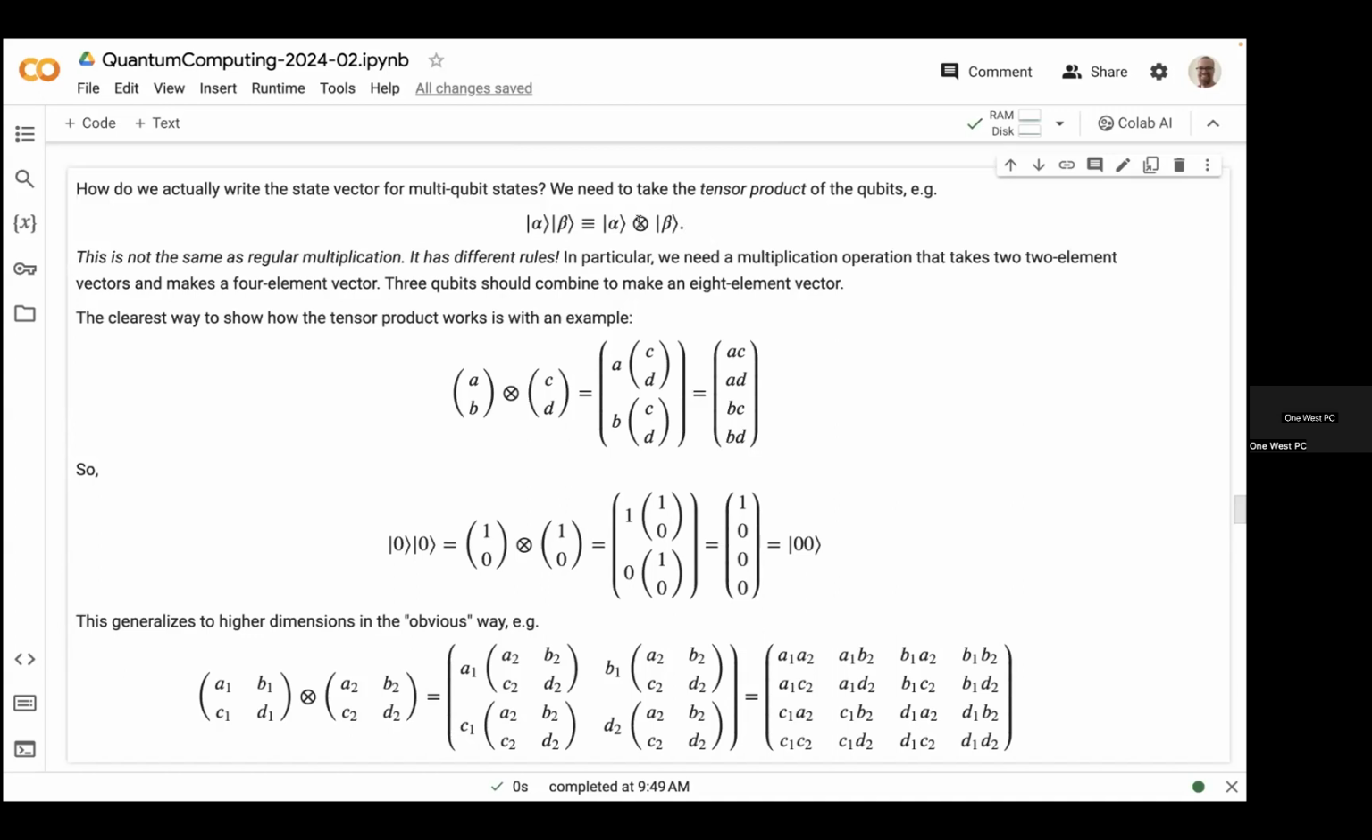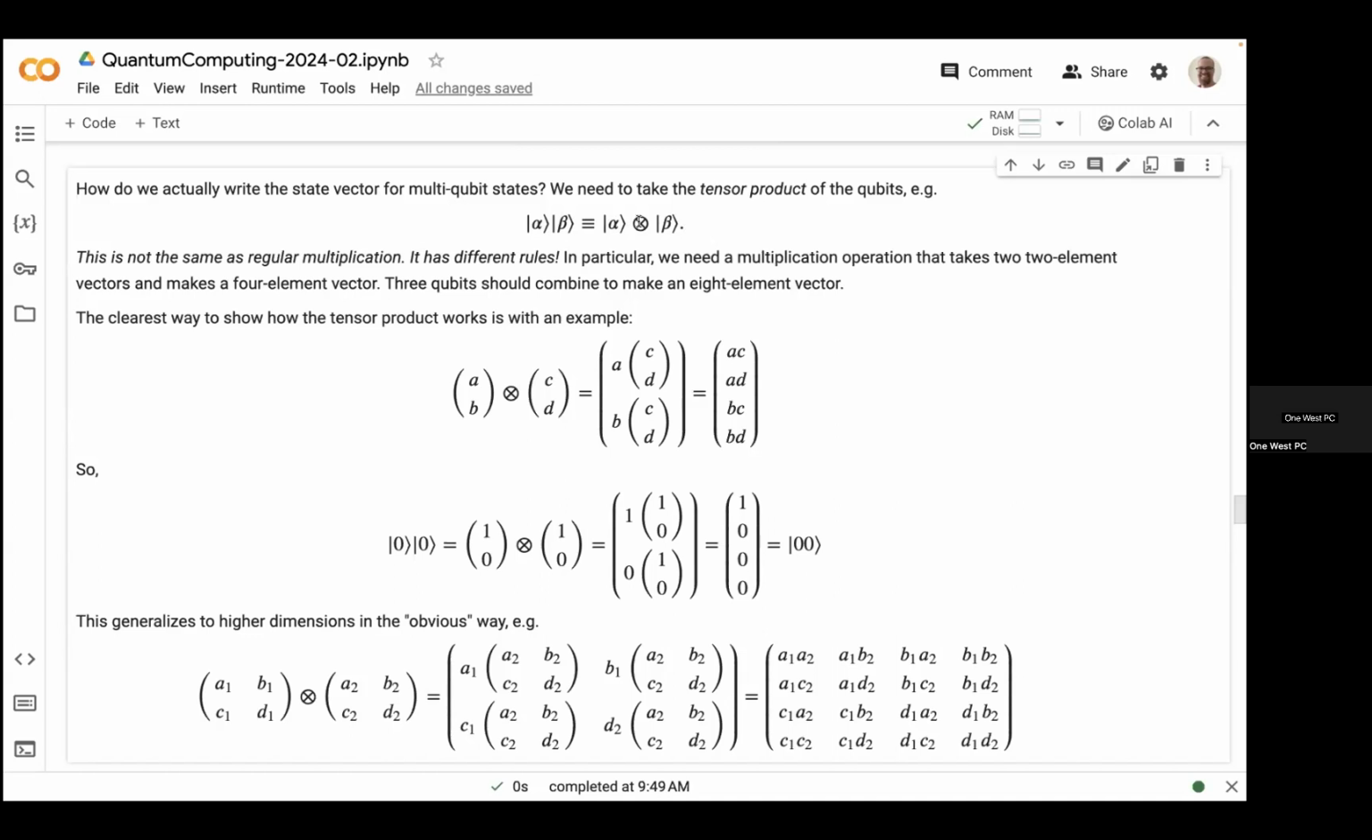And this little 0 with the x in the middle is a symbol for a tensor product. So tensor products are not the same as regular multiplication. They have different rules. And in particular, you need a multiplication operator that if it took two element vectors, makes a 4-element vector, right? 3 qubits tensored together makes an 8-element vector, and so on and so forth.